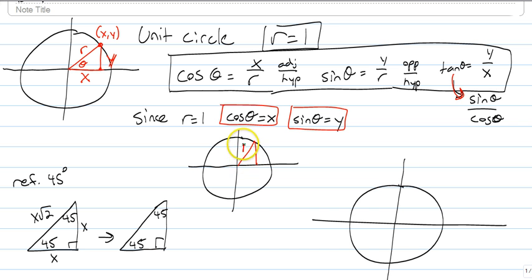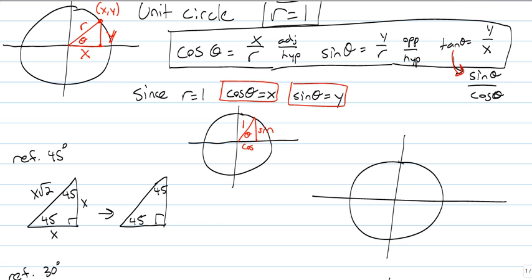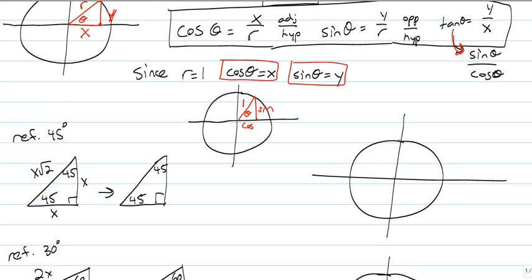Here's 1, here's theta. We call this the cosine, and we call this the sine. So the length up is sine, the length across is cosine. You have to think of cosine as x, sine as y. Now, here's how we get these values. And they come back from our special right triangles. Do you guys remember those?